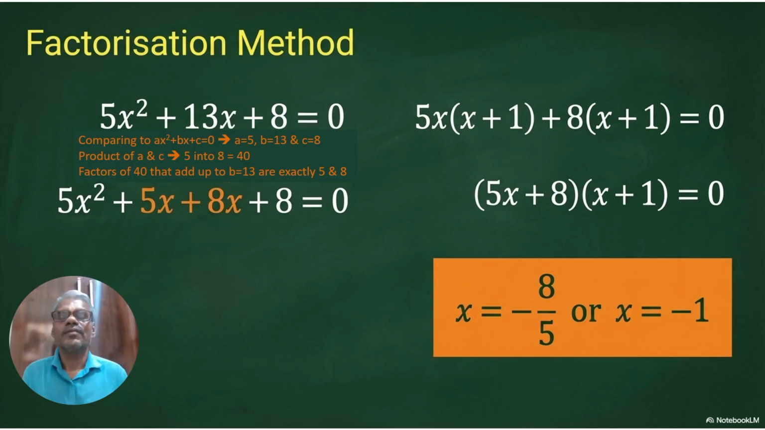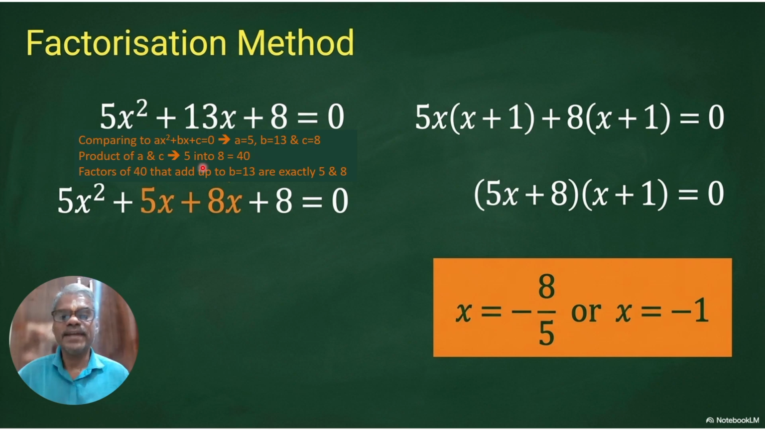First, let us use the factorization method. We need to split the middle term. Comparing to ax² + bx + c = 0 implies a = 5, b = 13 and c = 8.